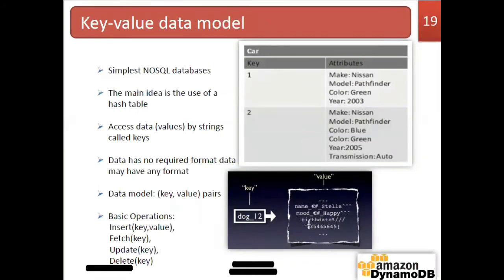So you can just save the document or save the data as it is. This particular model we call key value pairs, right? So what are the basic operations you can perform in the key value data model? The basic operations are insertion, fetch, update, and delete.